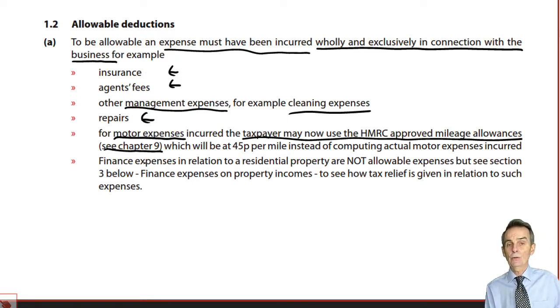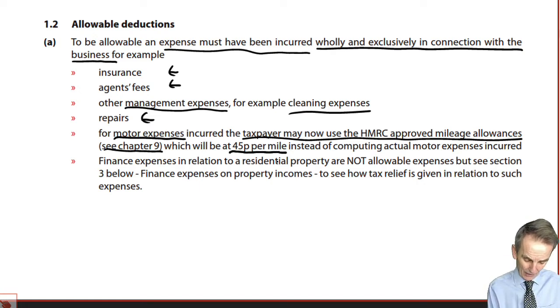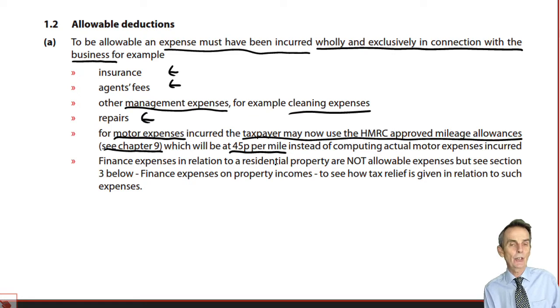But what you'll learn in Chapter 9 and what is stated here is if you do get reimbursed by the employer for the mileage that you do in your private car, then there is a set rate of 45 pence per mile that is an allowable amount of reimbursement and does not create, therefore, any further assessment in relation to what has been paid to you by the employer.